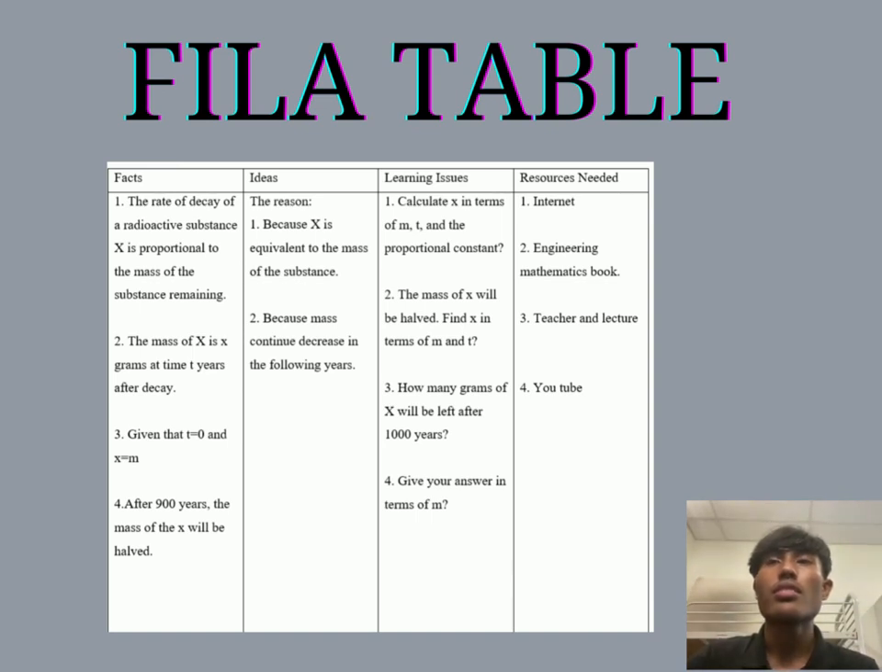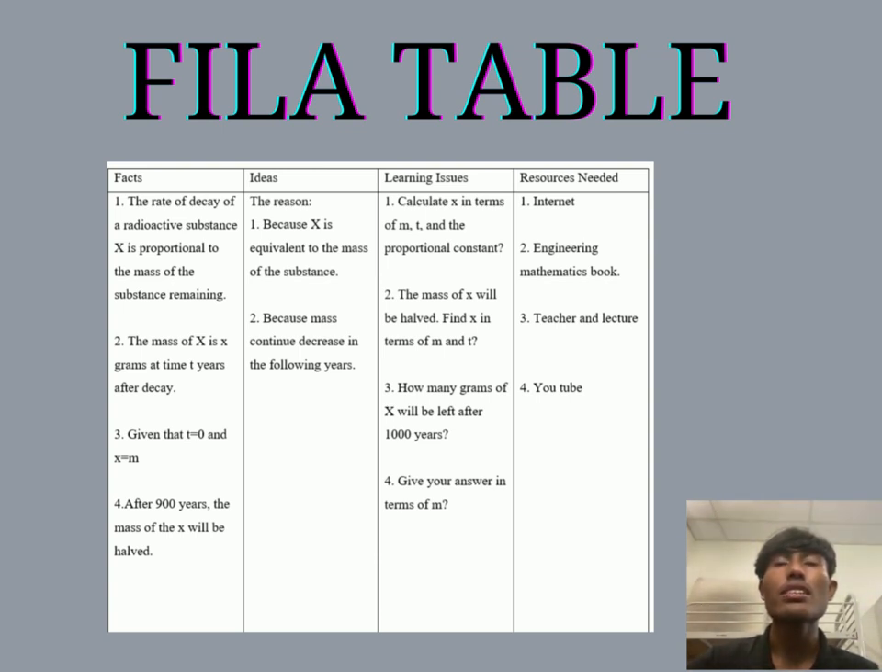Okay, next for the filler table, we have 4 columns, which are facts, ideas, learning issues, and resources needed. For the facts, we have 4 facts. First, the rate of decay of a radioactive substance X is proportional to the mass of the substance remaining. Second, the mass of X is X grams at time t years after decay. Third, given that t equal to 0 and X equal to m. Fourth, after 900 years, the mass of X will be half.